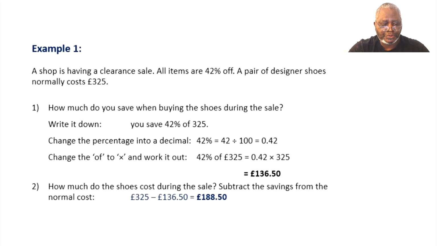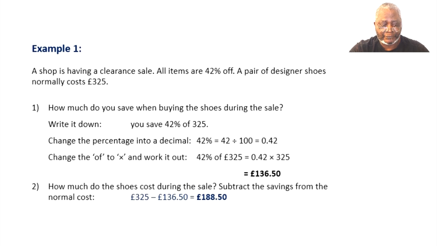How much do you have saved when buying the shoes during the sales? Write it down. You save 42% of £325. It's always good to make sure you write your work down clearly. Change the percentage into a decimal. Remember, 42% is equal to 42 divided by 100, and that will give us 0.42. It's easier to work with decimals.